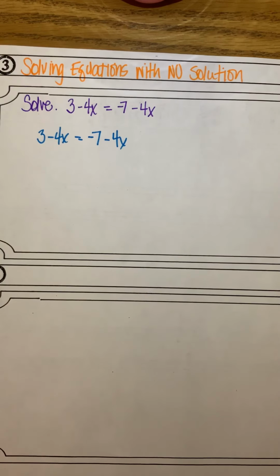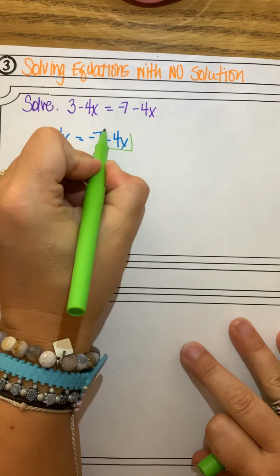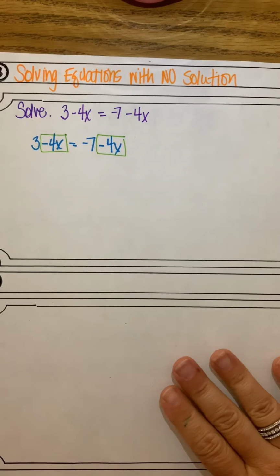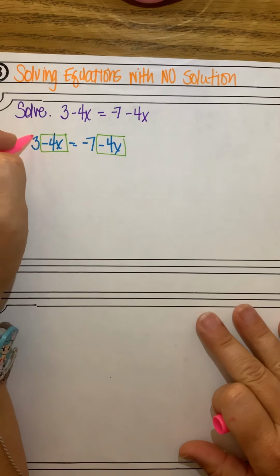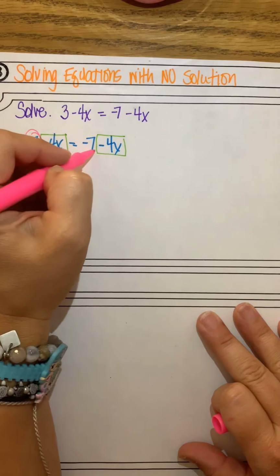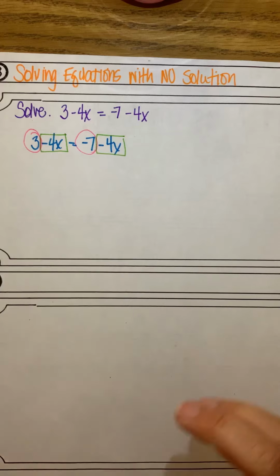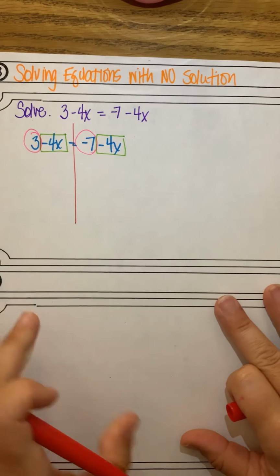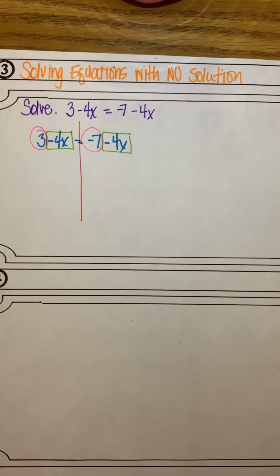So let's look at our like terms. I have a -4x on this side and on this side. And my non-variable or my constant terms are 3 and a -7. And I have that line between. So remember, whatever I do to the left, I have to do to the right.